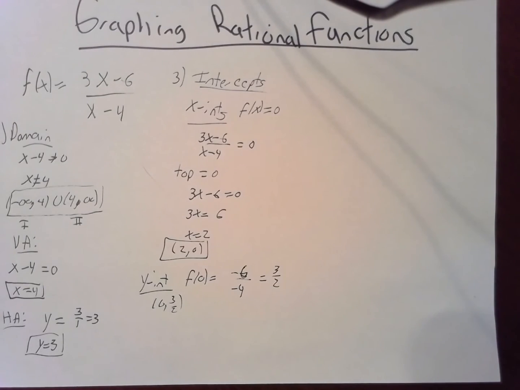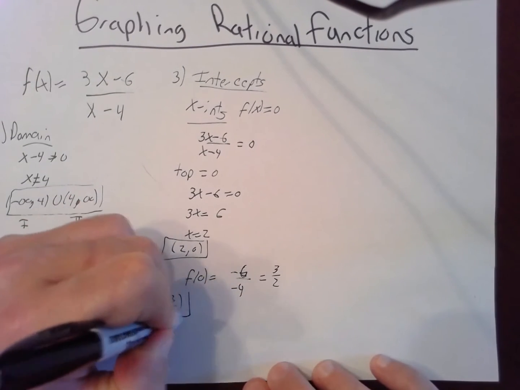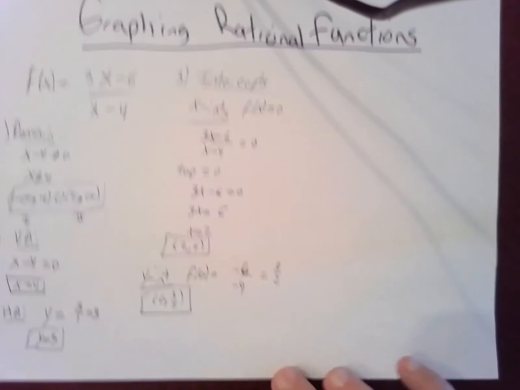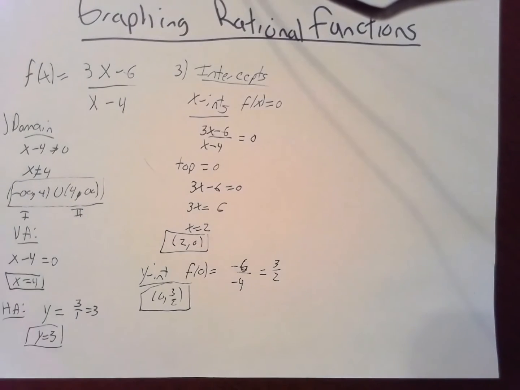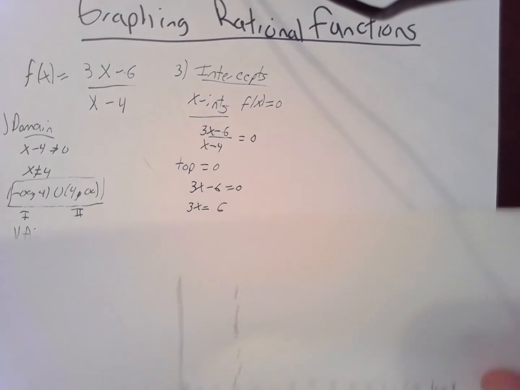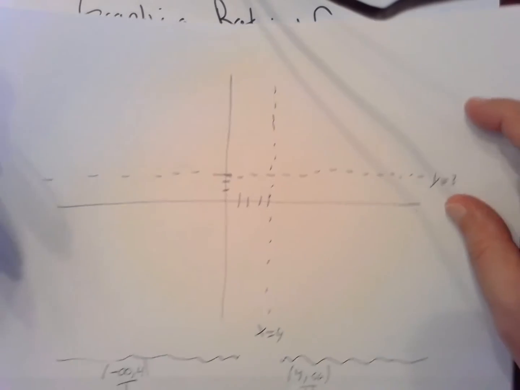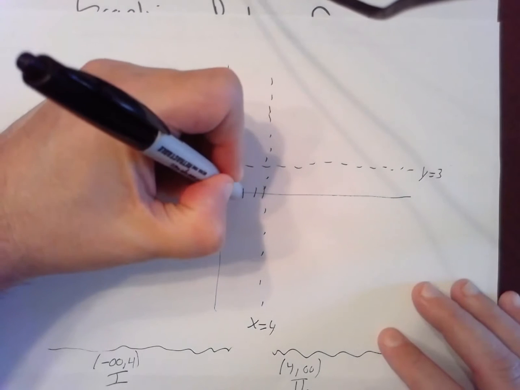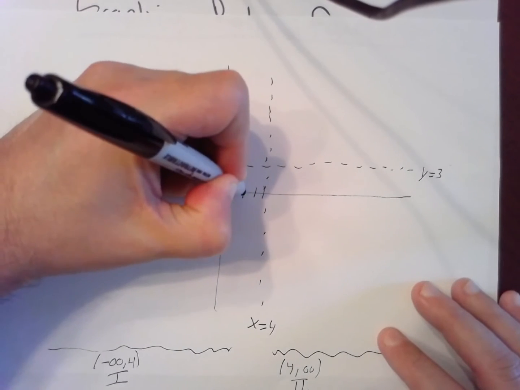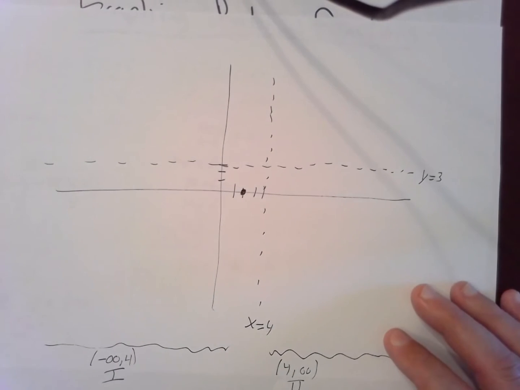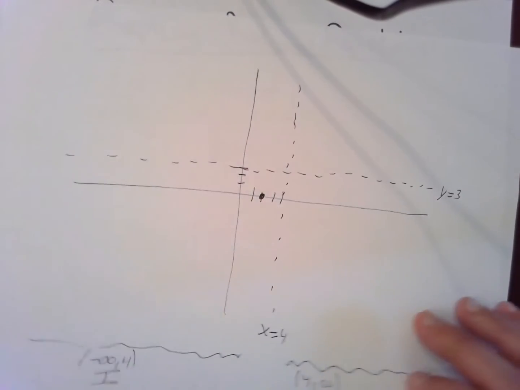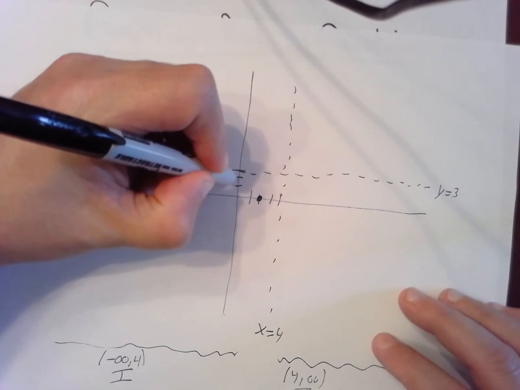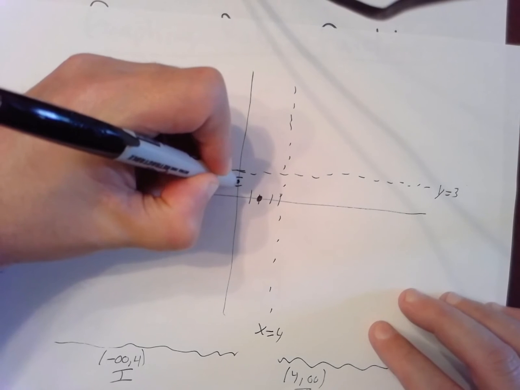I'm going to put these on my graph. As soon as I find stuff, I put it on the graph. If you wait until the end, you just got too much stuff going on. It's hard to figure out where all your information is. So let's see, we had an x-intercept at (2, 0) and a y-intercept at (0, 3/2). 3/2 is 1.5. So right there.